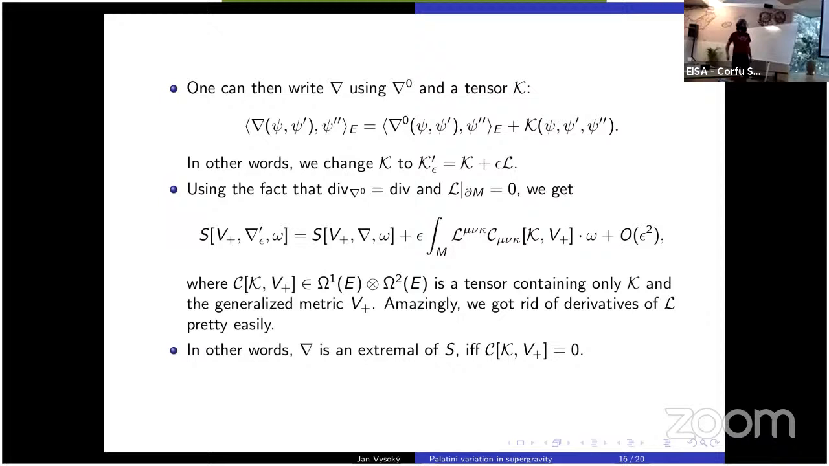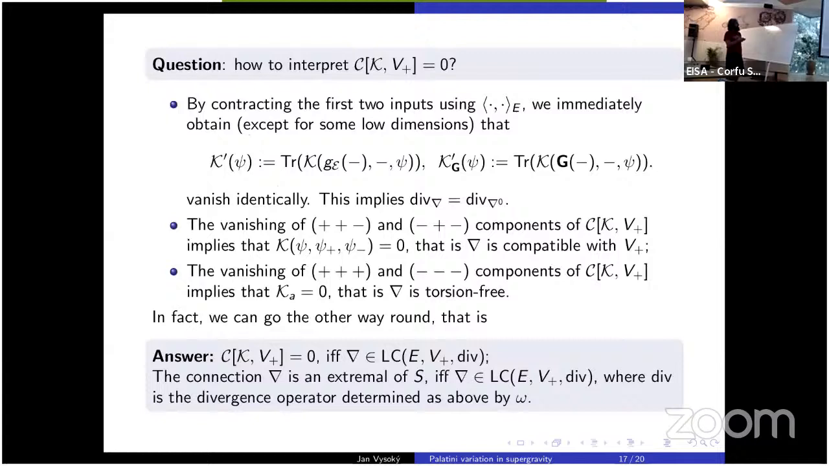And it turns out that this term here is proportional to L. Therefore, this tensor, which is skew symmetric in the last two inputs, has to vanish. And this tensor depends only on K and V plus. So the conclusion is that this connection nabla is an extremal of our Palatini action if and only if this tensor vanishes. So then you have to look at this tensor and interpret what its vanishing means.